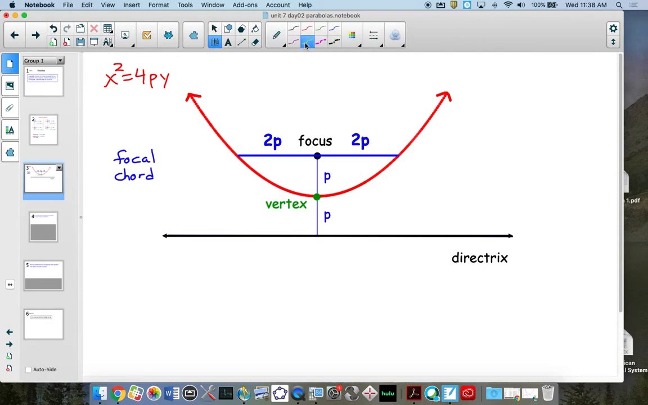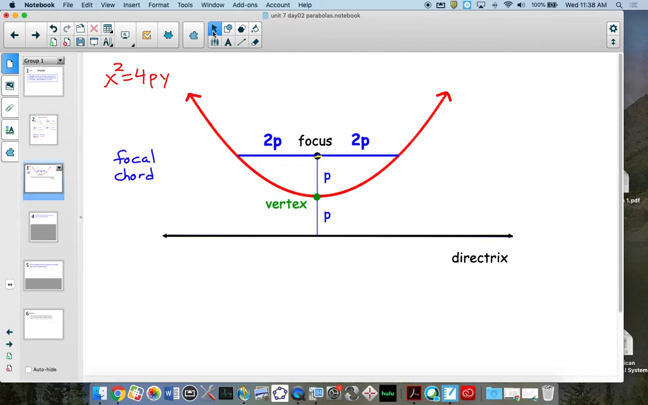And just to help you see why that's true, if from the focus to one side of the parabola is 2p, then this distance is also 2p. So this point is the same distance to the focus as it is to the directrix, which is why we have 1p and 1p between the focus, vertex, and the directrix. Alright, let's get rid of that. So there's the terminology, and this visual should help explain what p represents in your equations.